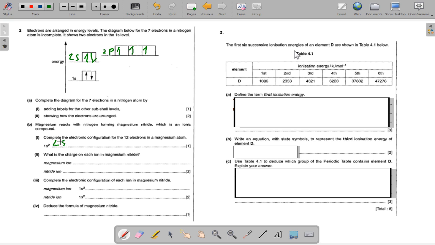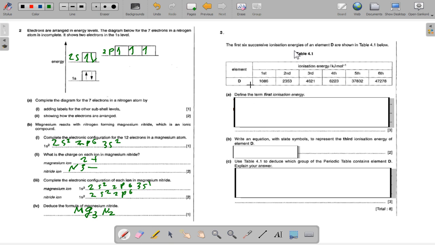And the complete electron configuration of magnesium is 1s2, 2s2, 2p6, and 3s2. The magnesium ion is 2+, and the nitride ion is N3−. And the magnesium ion is 1s2, 2s2, 2p6, and 2s2, 2p6 for a nitride ion. So the formula is Mg3N2. Since N has a 3− charge and magnesium has a 2+ charge, you're going to need 3 magnesium atoms and 2 nitrogen atoms in order to make a complete compound.